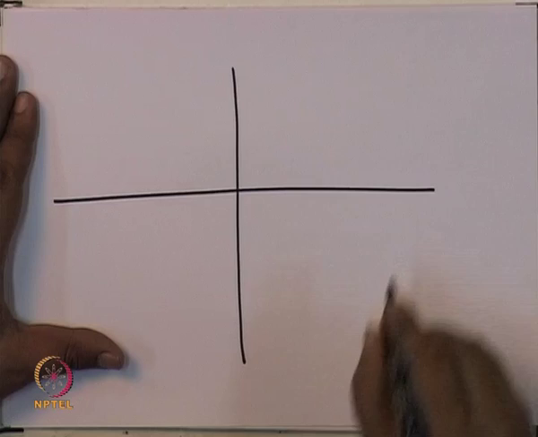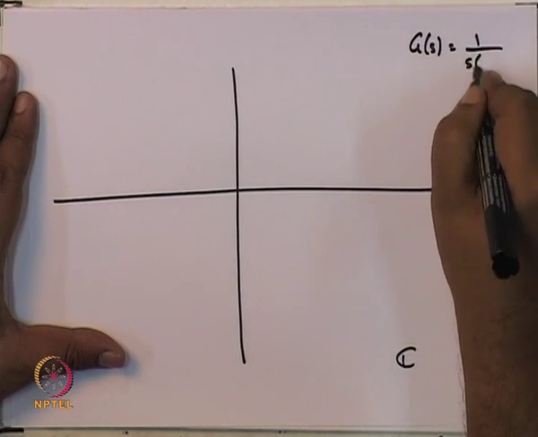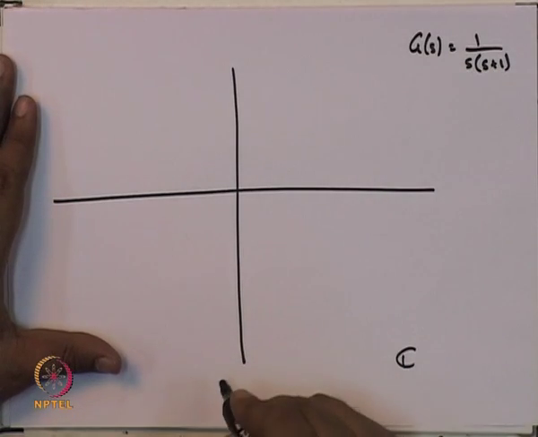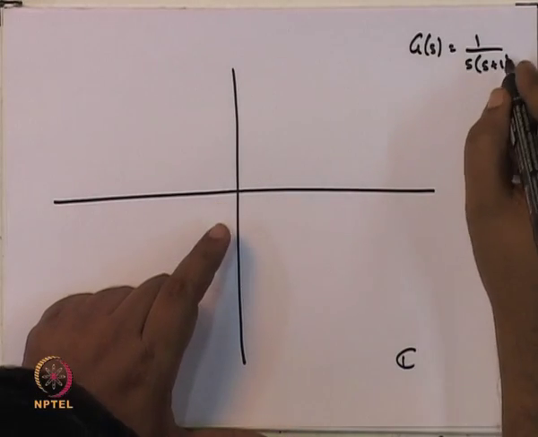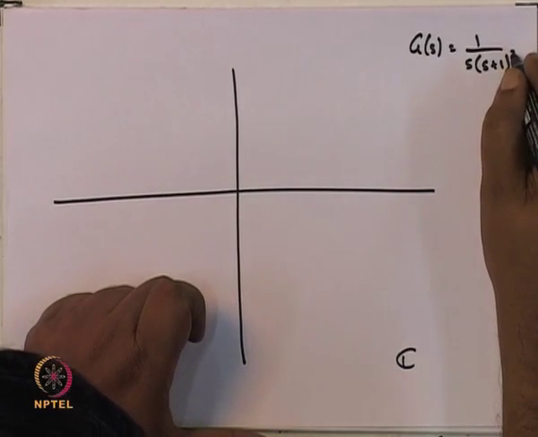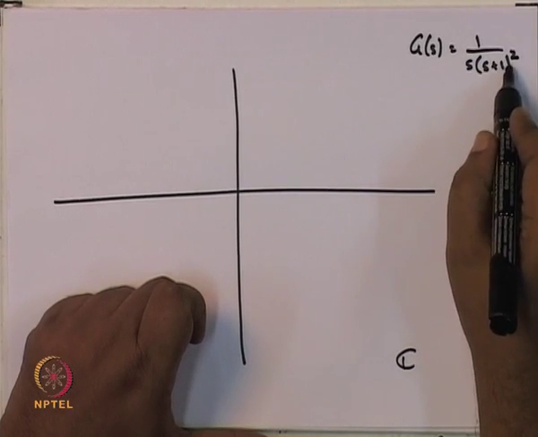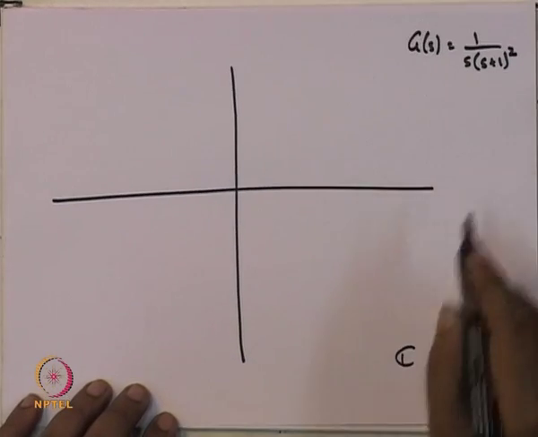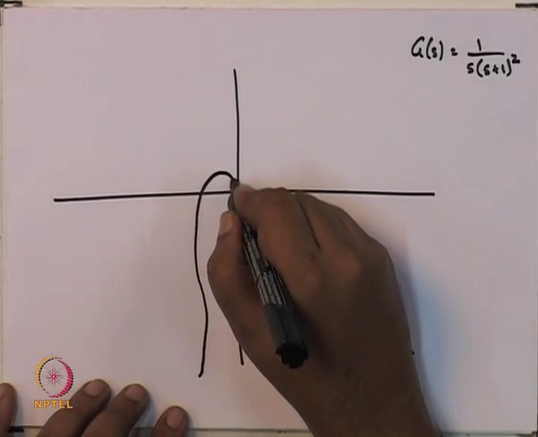So this is a complex plane, and we are having G of S equal to 1 upon S into S plus 1. So if you plot this, you are going to end up with only going to approach from here. So let me not take 1 upon S plus 1, but 1 upon S into S plus 1 squared. Okay, so if you look at the Nyquist plot of this, one would expect this to be something like that.